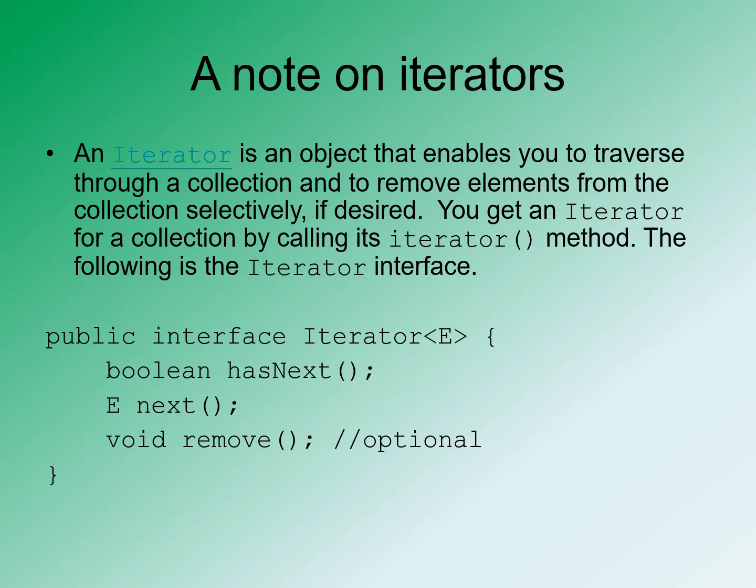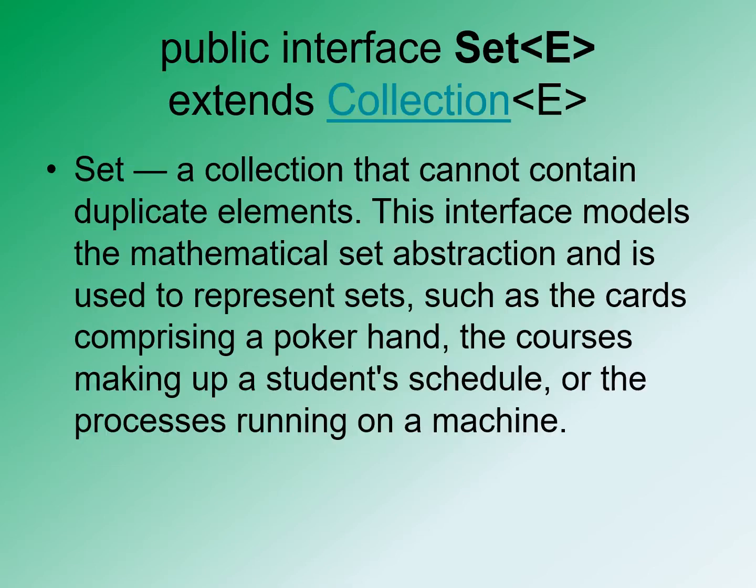A note on iterators. An iterator is an object that enables you to traverse through a collection and to remove elements from the collection selectively if desired. You get an iterator for a collection by calling its iterator method. The following is the Iterator interface. We have a boolean hasNext method, which tells us whether there are elements present in a particular data structure. Then we have a next method, and also a remove method, which is optional and is not used most of the time.